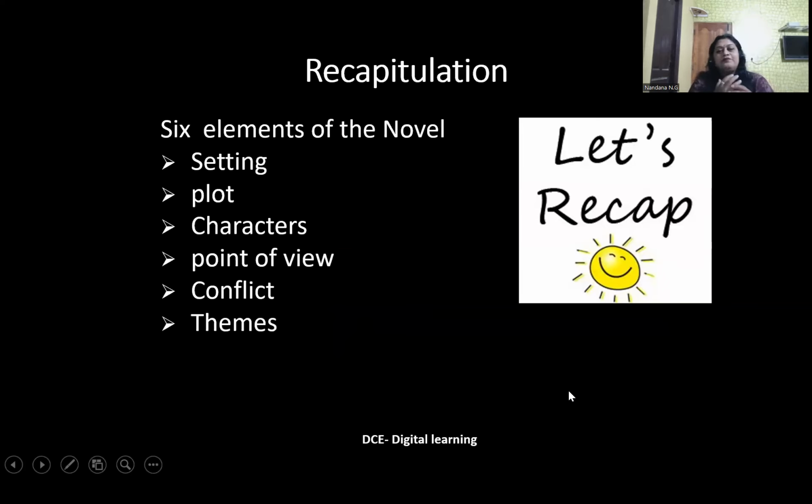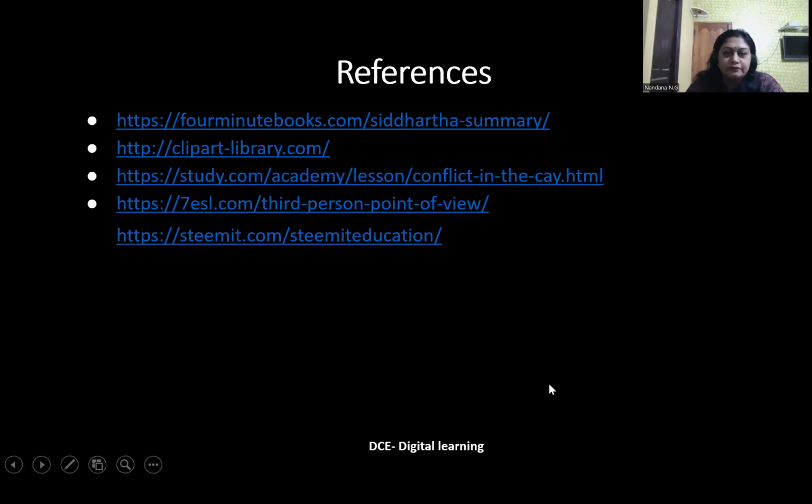To recapitulate, the primary elements of a novel are six in number, and they are setting, plot, characters, point of view, conflict, and themes. Now that we have understood the six elements of the novel, the next two sessions will critically analyze all the 12 chapters present in the novel. These six elements will help us understand the text better.